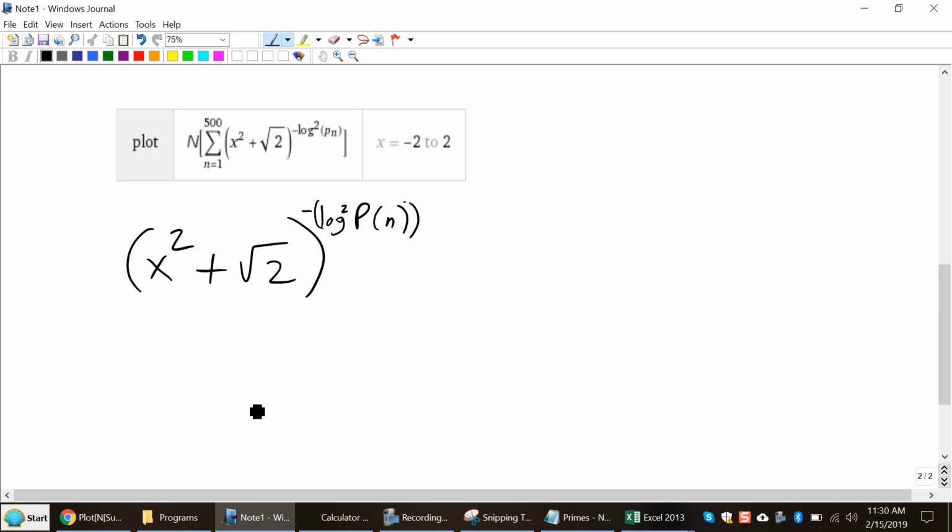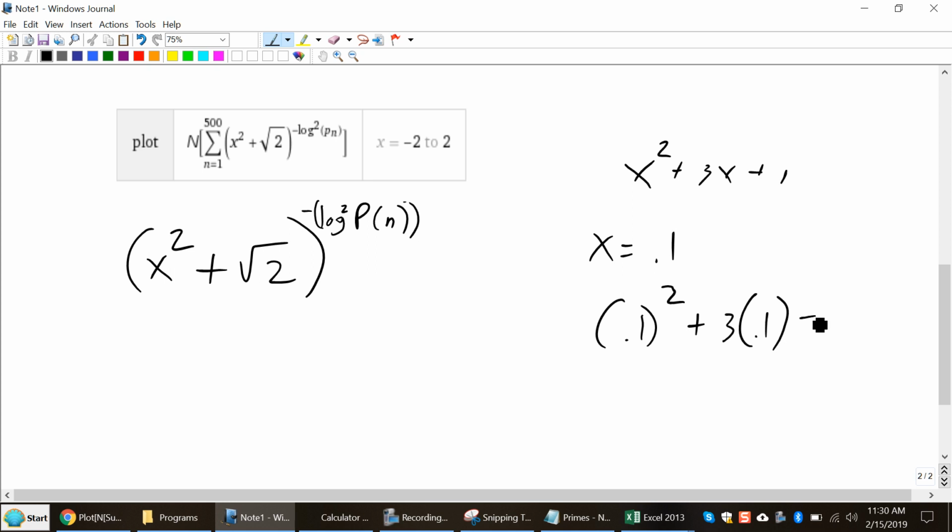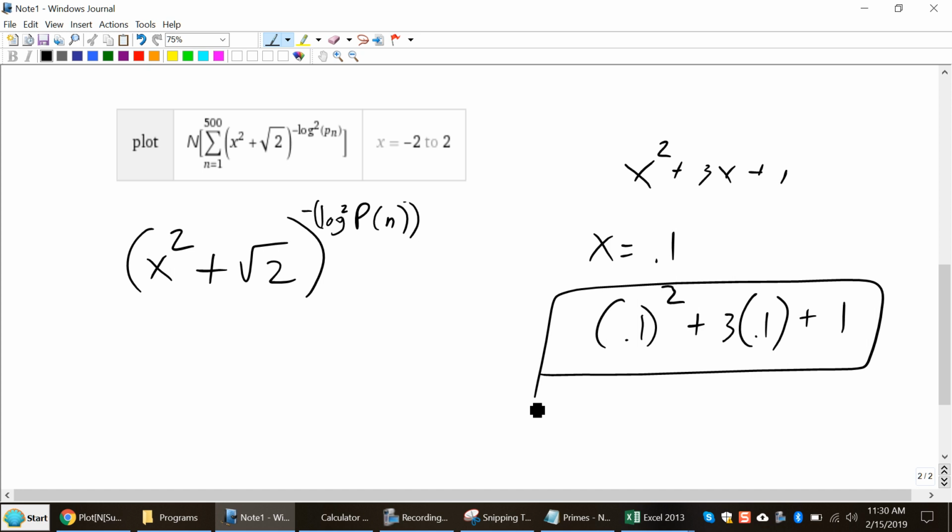All right? So what I want you to get out of this is that this function is not trivial to calculate. If I give you a function like x squared plus 3x plus 1, and I say x is equal to 0.1, how do I solve that? I go 0.1 squared plus 3 times 0.1 plus 1, right? That's easy. If I tell you here that x is equal to 0.1, how do I solve that?